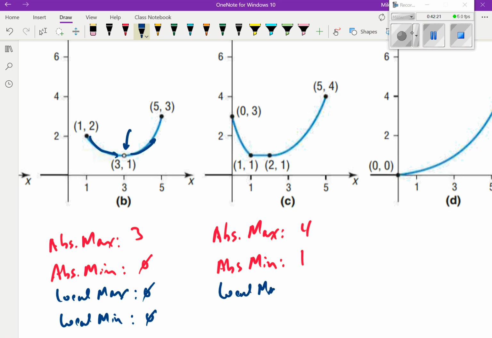So let's see. Let's take a look at our local max and our local mins. So our local max, do we have any spot where we're going up and then turn back down? So I am coming up over here, but I don't turn back down. So that's not a local max here. Local mins, well, I'm coming down, and then on this one, I do end up turning back up. And what is that value that occurs in through here? That is 1. So in this case, I do have a local min, and my local min is 1.